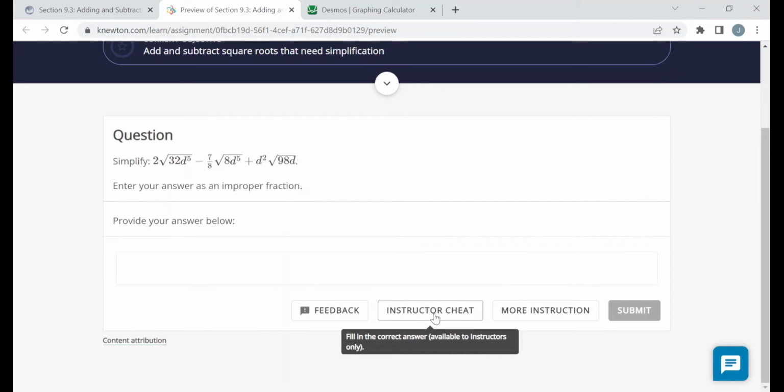You will not have this instructor cheat button. This is for instructors only. But you will have a more instruction button. If you're ever struggling with a topic or a question, try clicking on this and you'll be taken to a page with some reading or videos to study, and then you'll be given questions related to that instruction, and completing those questions is another way to progress through the assignment.